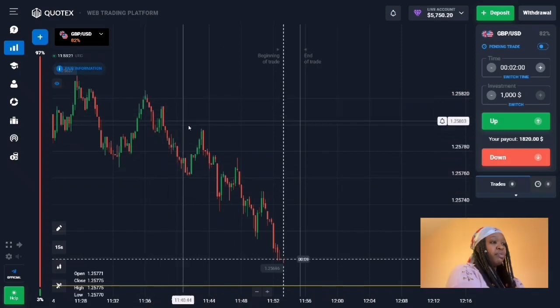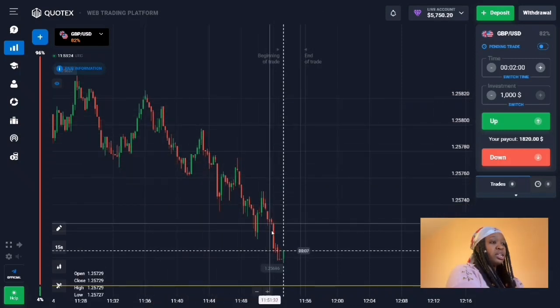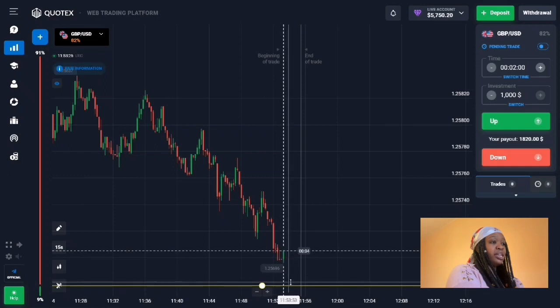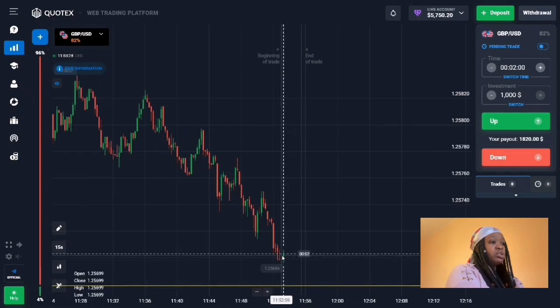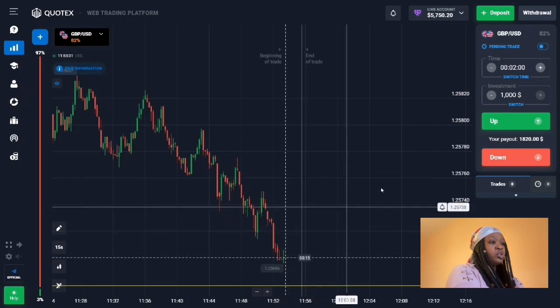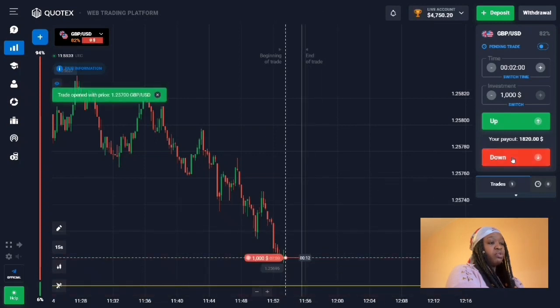So here I can observe a very confident downtrend. The price maximum is getting lower and there is a distance to support level. So I'll enter the market here with a down trade for 2 minutes and wait for the results of this trade.